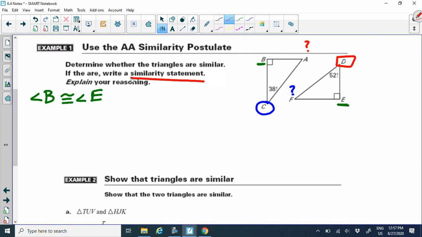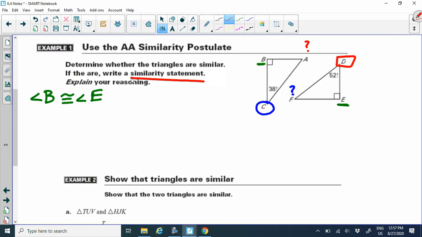But I'm just doing it because these are notes and I want to give you more information than you need. Okay, let's find angle A. Now, let's go back to the idea of triangles. If we add up all the angles in a triangle, how much do they add up to?